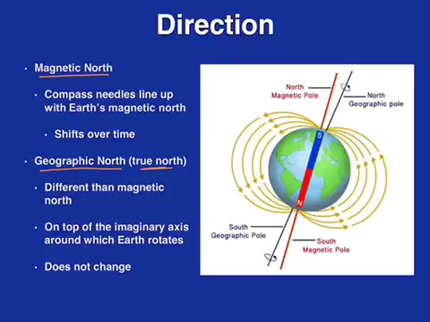If you look at the diagram over here, the red line right here is your magnetic North Pole, and over here we have your geographic north. Notice how there's a gap between the two lines, and that is because they're not exactly the same. They're pretty close. I think they're only separated by about 11 degrees, but they are not exactly the same. A compass will line up with magnetic north.